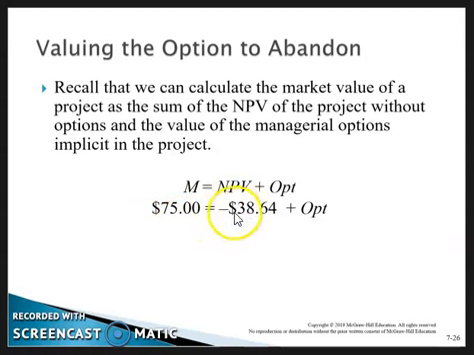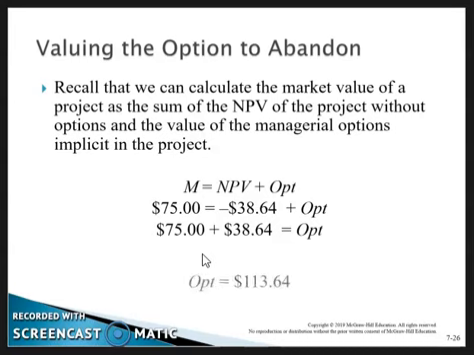Recall we calculated the NPV without options to be a loss of $38.64. So the value is the amount that creates that $75 after the loss of $38.64. So the value of those options is $75 plus $38.64. So the value of the options is $113.64.